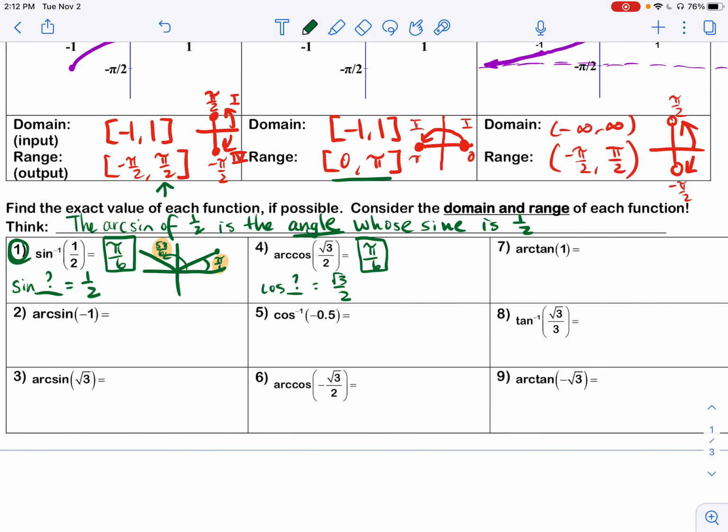Pause the video, and then I can come back and give you the solutions when you're done. Well, hopefully you got pi over 4, negative pi over 2, 2 pi over 3, pi over 6. This is undefined, 5 pi over 6, and this is negative pi over 3.